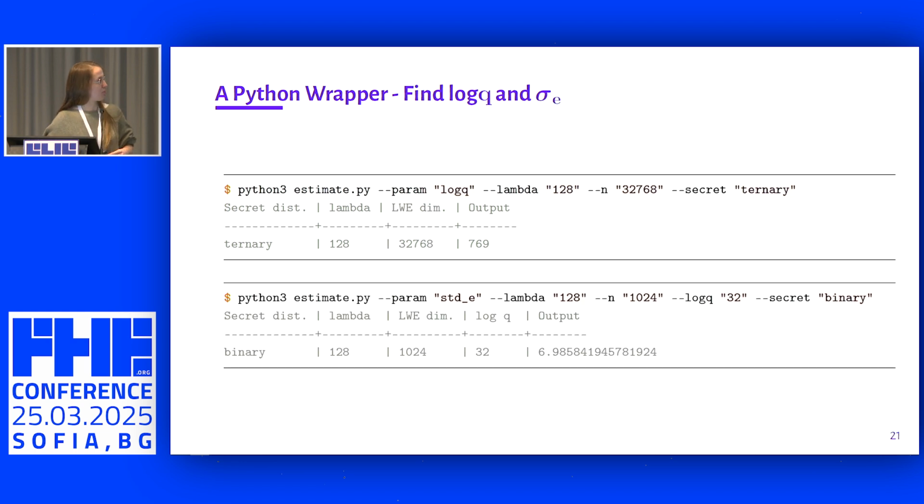We give also examples for log q and sigma e. In particular, if we want to compute the parameter log q, we just use the log q, and we obtain the maximal value for log q that we can use. And if instead we choose to define sigma e, we need to take a value that is at least the one shown.